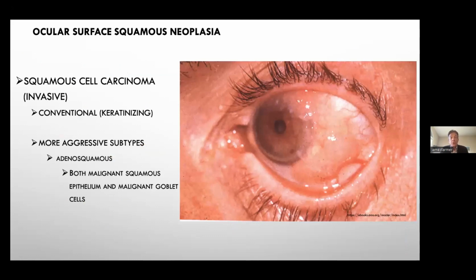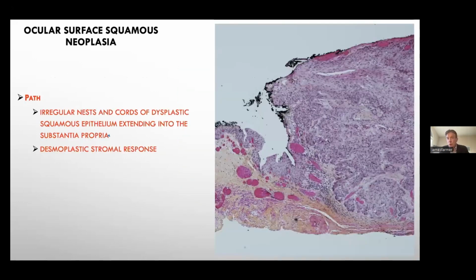This particular picture would also do for an invasive carcinoma. The typical or conventional one often shows keratin, so it has a whitish or leukoplakic appearance. More aggressive subtypes are the adenosquamous, which has both a malignant squamous and goblet cell component. This is a good picture of an invasive squamous carcinoma of the conjunctiva.